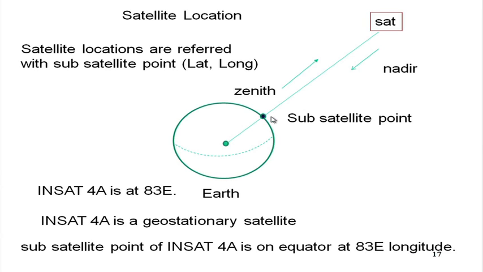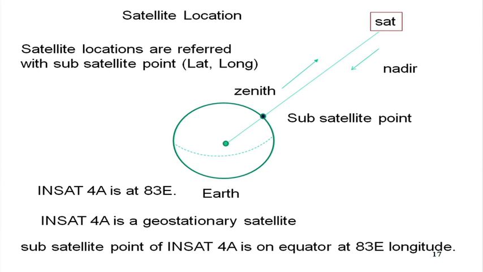It is on the equator. Here it is not shown that way. This satellite is not a geostationary satellite. Just for your understanding, I have drawn it like that. But if it is INSAT 4A at 83° east, then it is a geostationary satellite, and its sub-satellite point is on the equator at 83° east longitude.